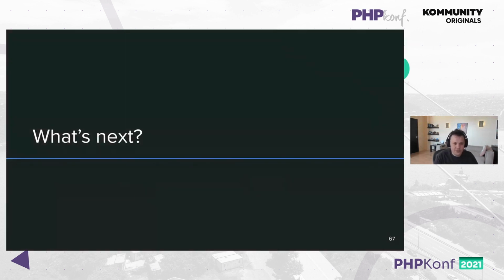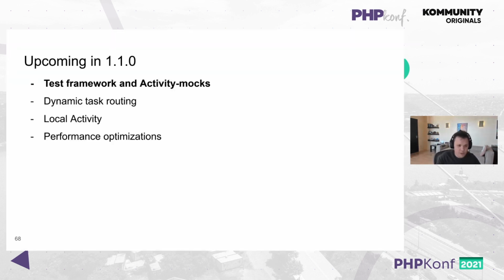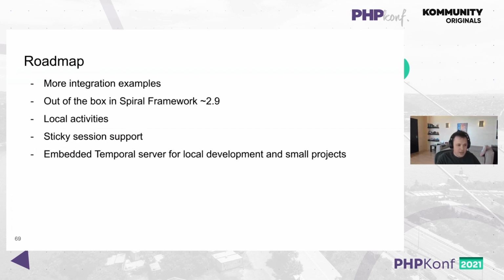So what's next for this SDK? It's currently in version number 1. And in version 1.1, we plan to also add an additional test framework and activity mocks. Right now, unfortunately, you can only test it in integration fashion, which is fine for most tasks, but might be problematic for long-running workflows. We want to provide dynamic task routing so you can extend it a bit easier for your own purposes, local activities for smaller tasks, and some performance optimizations. It's not like it's working slow now, it works great, but we see a number of points which we can improve. In the future roadmap, we also want to provide more examples.